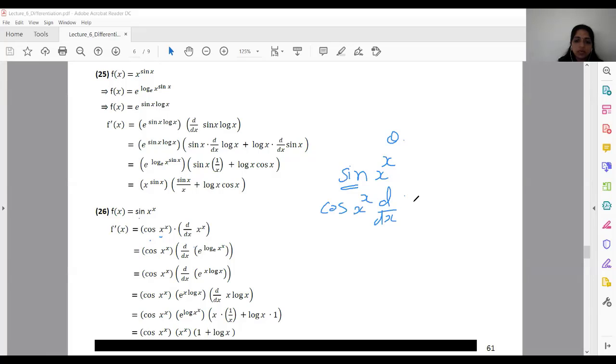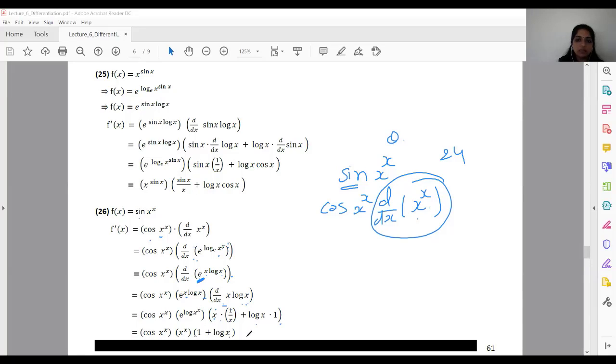Then apply the chain rule, derivative of x raised to x, which we already learned in example number 24. So we keep this x raised to x in the form of e raised to log x raised to x, and this one is also written as e raised to x log x. Okay, so this one is the exponential function. So the derivative of exponential function is the same. So e raised to x log x, and by applying chain rule, d by dx of x log x, we get the answer x into 1 by x plus log x into 1, that is 1 plus log x.